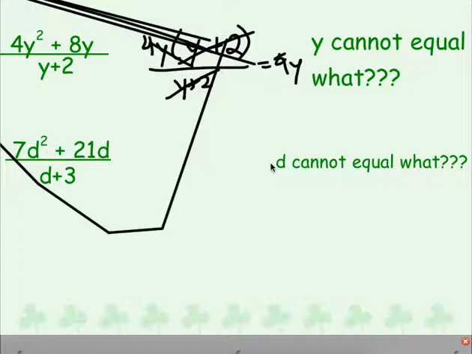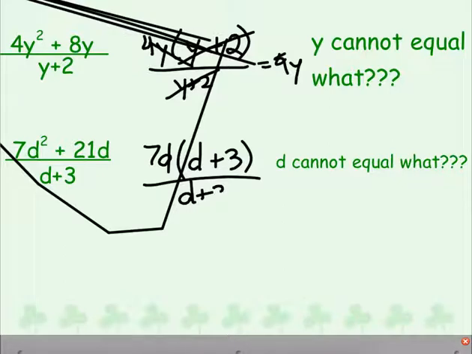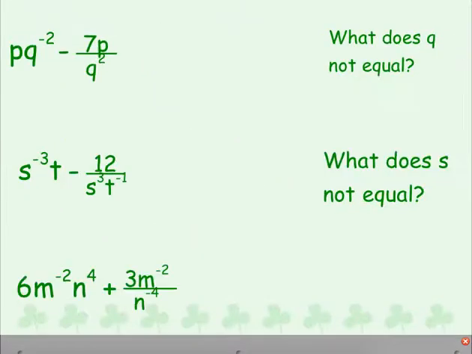Okay, and then I'm going to factor the numerator for the second one, take out a 7d to have d plus 3 left over d plus 3. Those are both factors, and I can get rid of those, and I have 7d. D can be anything. Remember, because we don't have anything in the denominator, we don't have to exclude anything.